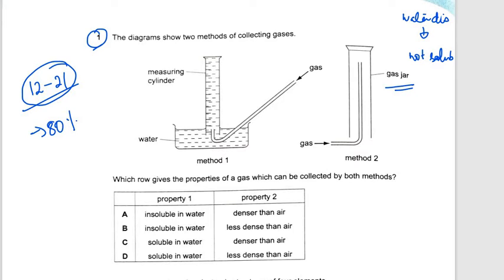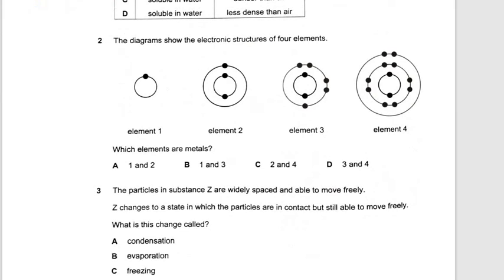Downward delivery, as the name suggests, means delivery of gas happens downward. Here it is the upward delivery method. As you can see, the gas is going up. It means this gas has less density than the density of air, correct? That's why it went up, so the upward delivery method is used. Now let's see the options. As I told you, the water displacement method is for insoluble gas, so this is option B, less dense than the air, which is called the upward delivery method. Now let's see question number 2.